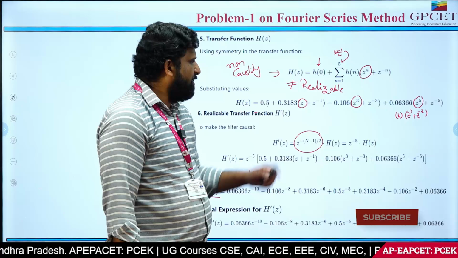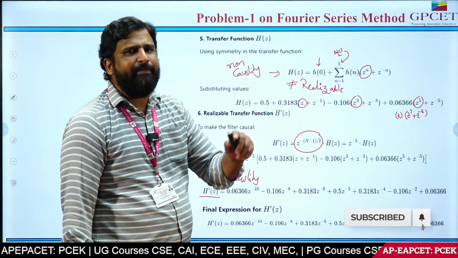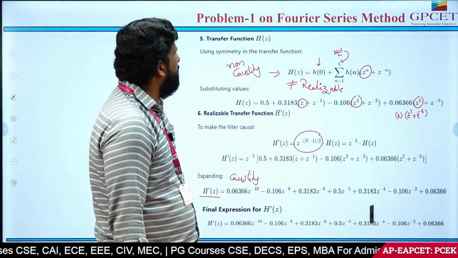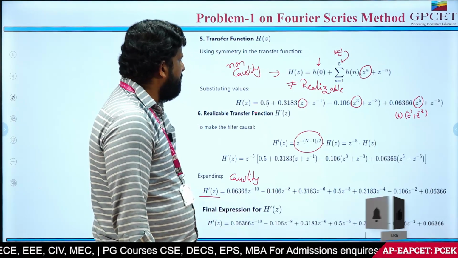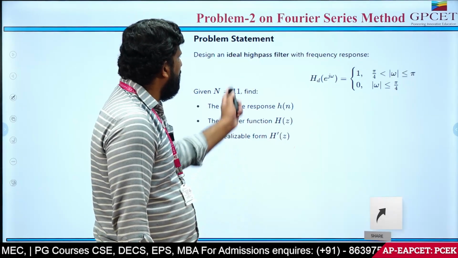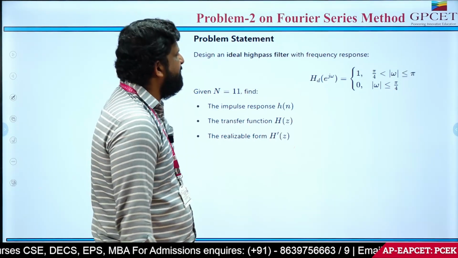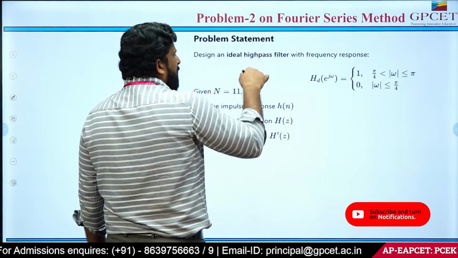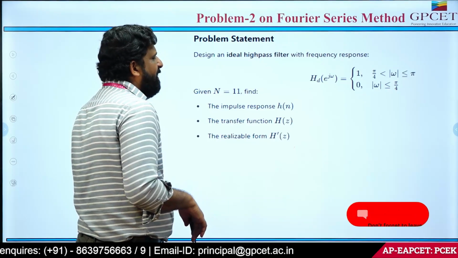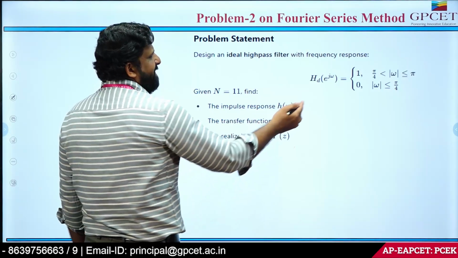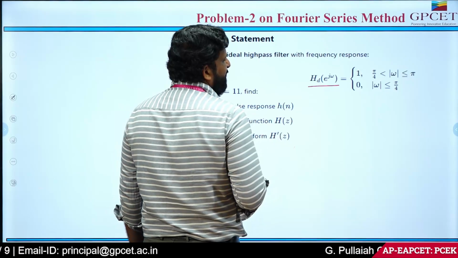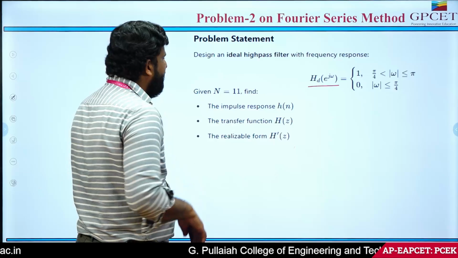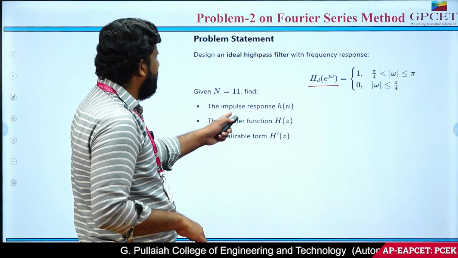So this is one example of how a low pass filter can be designed with the help of the Fourier series method. Now we will go with the same thing, how an ideal high pass filter will be designed. In the previous example we designed the low pass filter. Now how will this ideal high pass filter be designed by using the Fourier series method? Same as I told you, they will give the desired frequency response Hd of e power j omega, that value will be equal to 1, and given N is equal to 11, and they asked to find out the value of the impulse response.